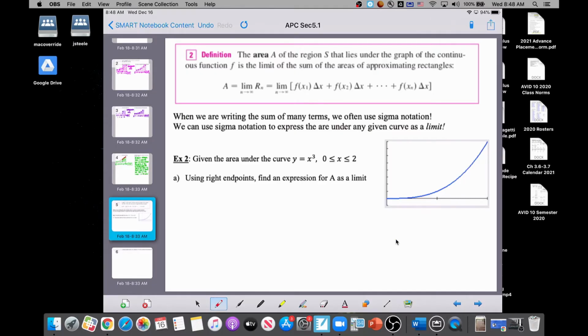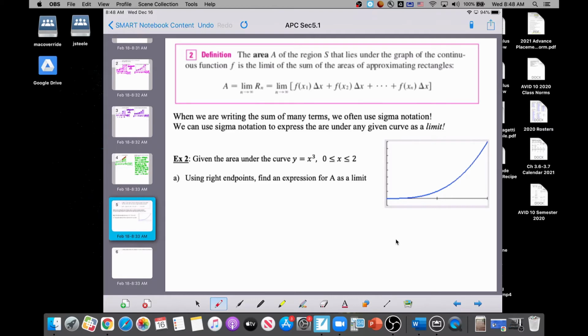This brings us to a definition. The area A of the region S that lies under the graph of the continuous function f is the limit of the sum of the areas of approximating rectangles. So we're not done with limits yet.